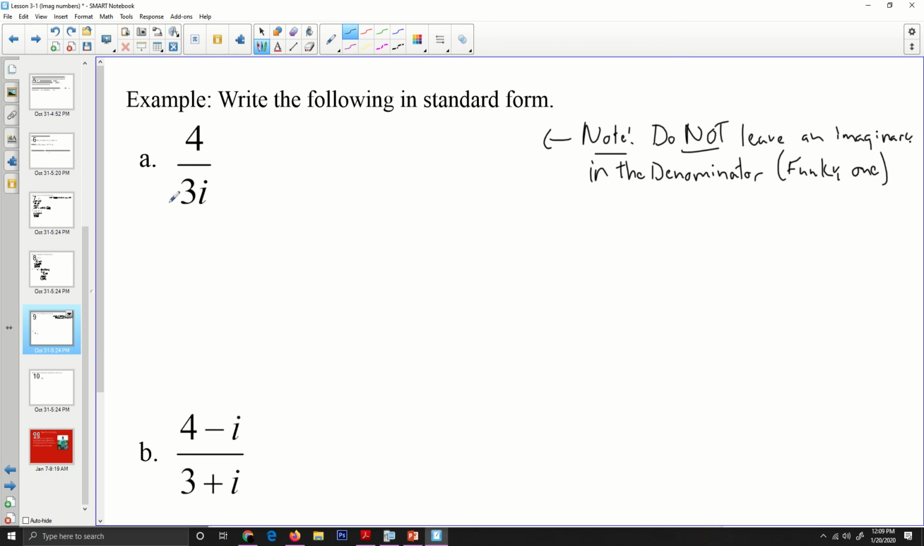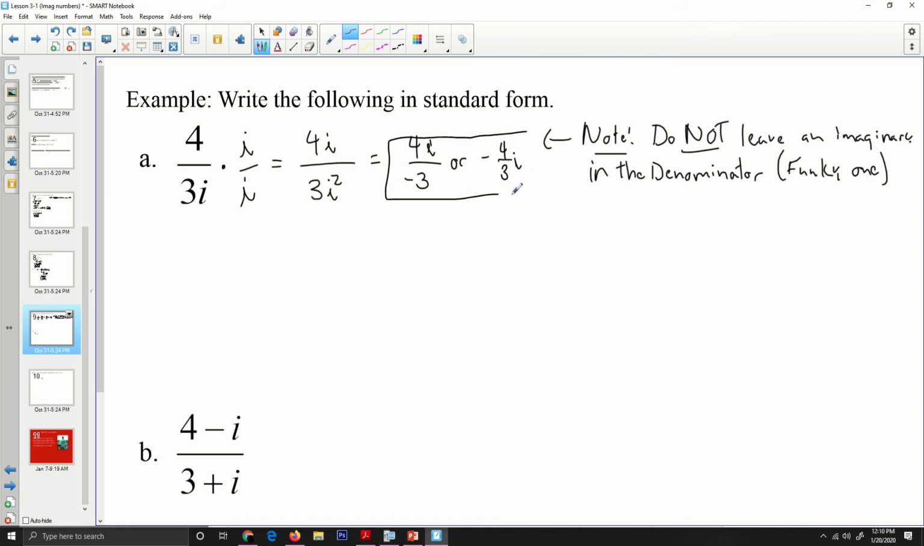All right, and so this funky one here, I'm just going to multiply both by i over i. If I multiply 3i times i, I'm going to get 3i squared. And since I have i squared being negative 1, I won't have an imaginary in the bottom. That'll give me 4 times i is 4i on top. And so this will be 4i over negative 3, also acceptable. Negative 4/3 i is also acceptable.